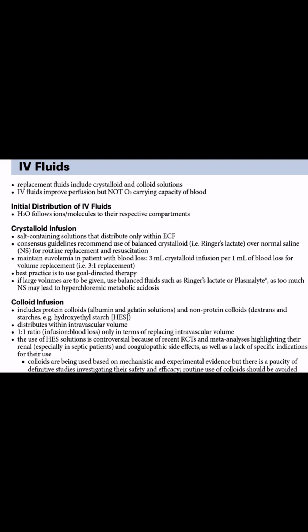Use balanced fluids such as Ringer's lactate or Plasma-Lyte, as too much normal saline may lead to hyperchloremic metabolic acidosis. Colloid infusion includes protein colloids, albumin and gelatin solutions, and non-protein colloids, dextrans and starches, e.g. hydroxyethyl starch, HES, which distributes within the intravascular volume in a 1:1 ratio, replacing blood loss only in terms of intravascular volume.